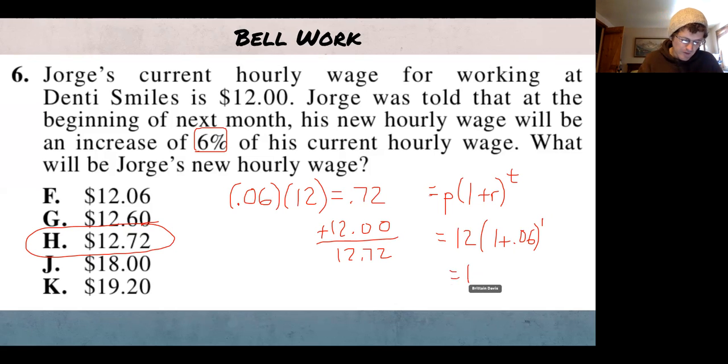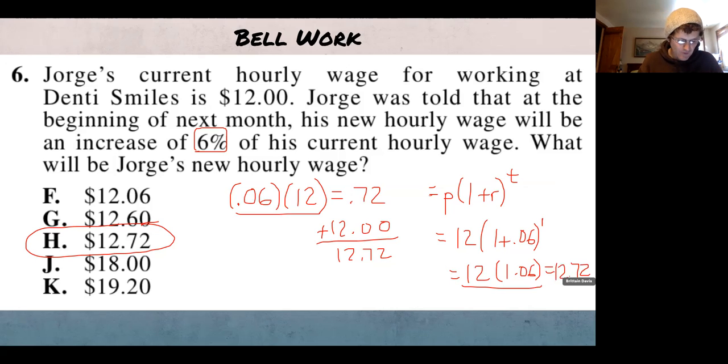So it's going to be 12 times this to the first power. Doesn't really change anything here, but it's just 1.06. So the only difference between this calculation and the last one is that the 1 added in says, okay, he's going to keep the 12 that he's making, but he's going to add 6% to it. So when you multiply this out, you get 12.72.